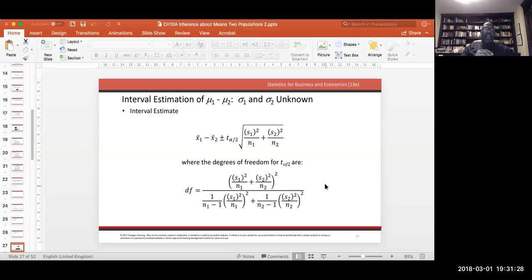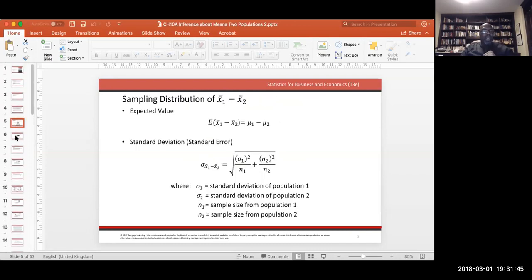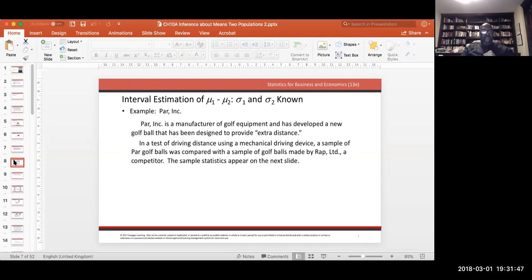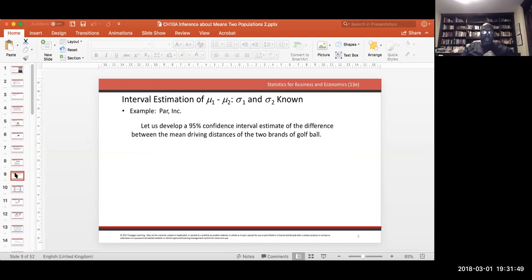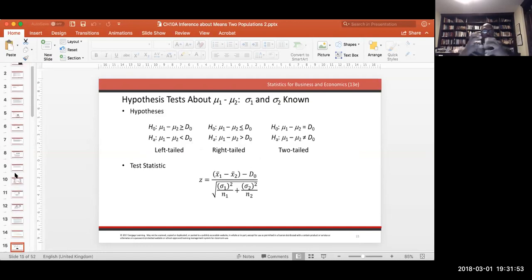So that's the confidence interval formula when sigma 1 and sigma 2 are not known, and the degrees of freedom is a crazy looking formula like this. When we want to do a hypothesis test, we're going to need a test statistic. If you remember the general form of a test statistic, I'm just going to show you for a hypothesis test, and then we will pull them together.